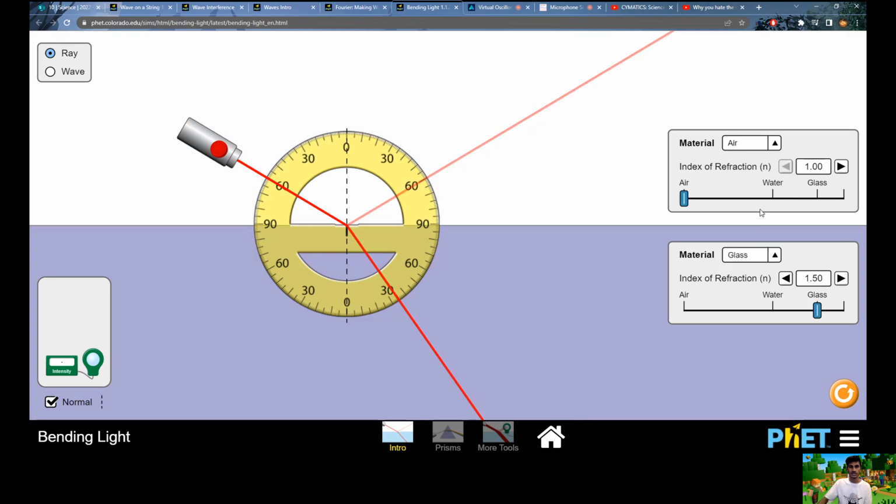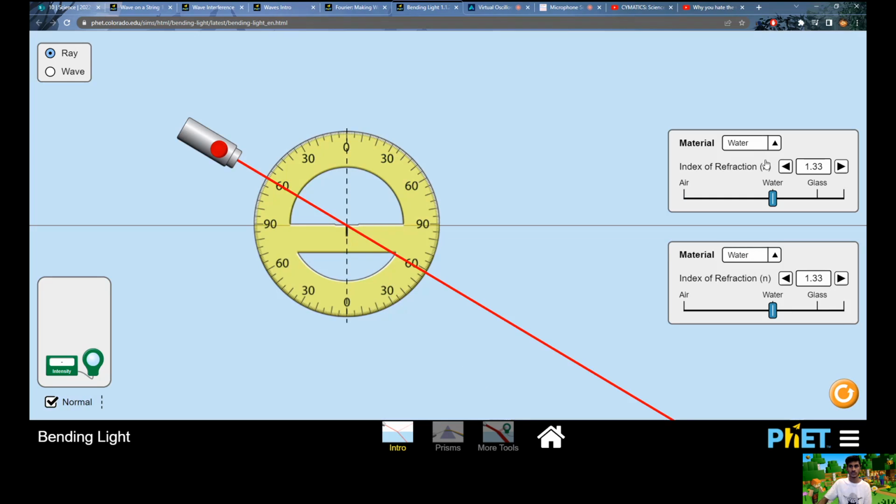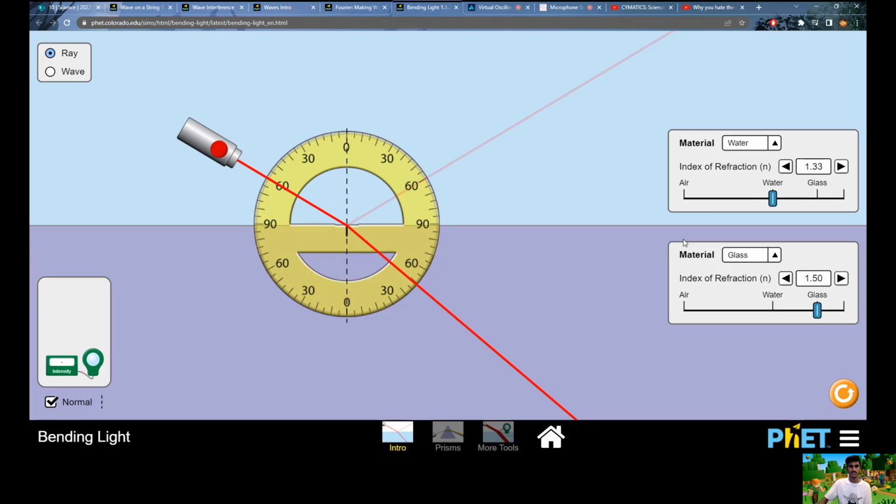So here was air and glass. So I'm keeping my incident ray fixed. Notice where the refracted ray is. Air to water, it doesn't bend as much. Now, if I had to make it from water to water, that was a straight line. Water to glass, it bends slightly away. Okay, I'm going to go the other way, from water to air.